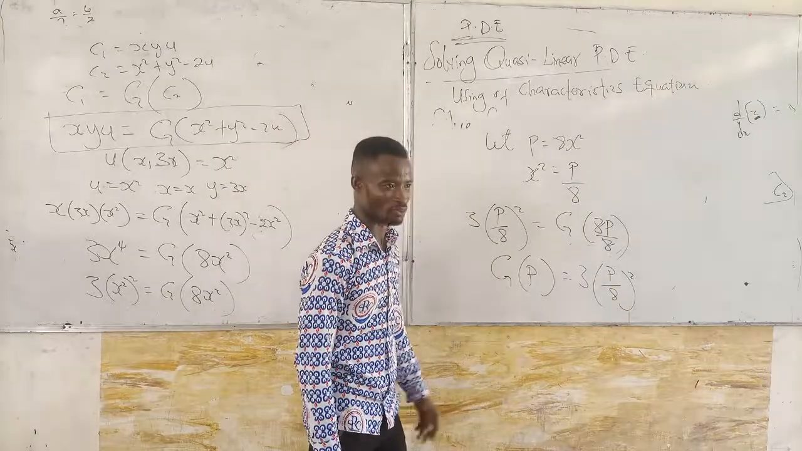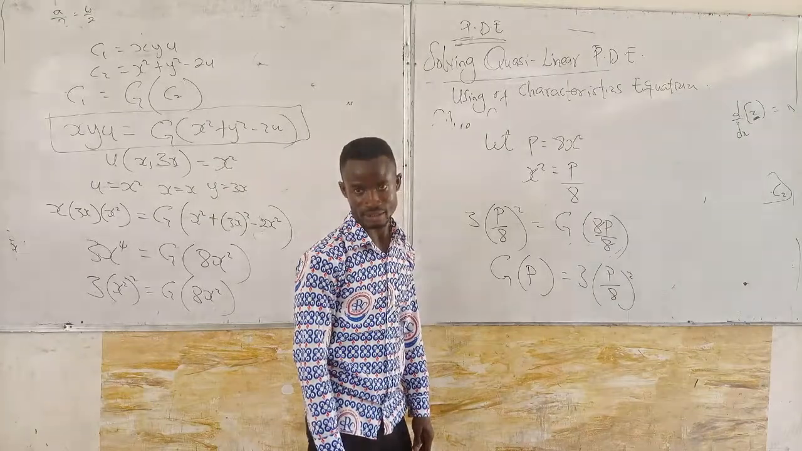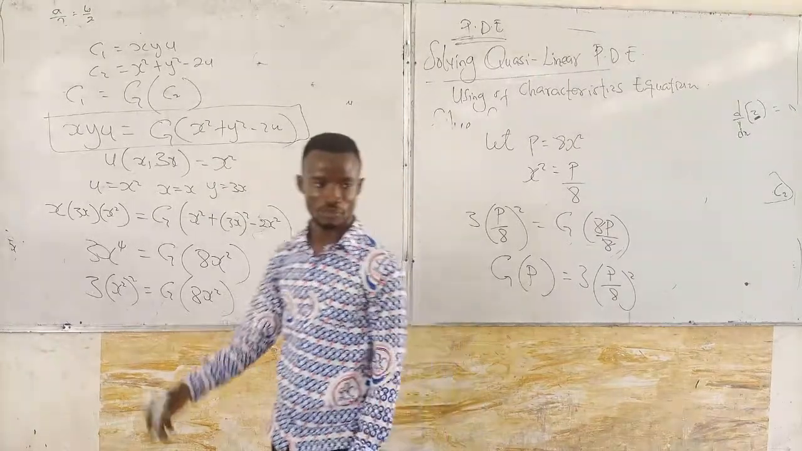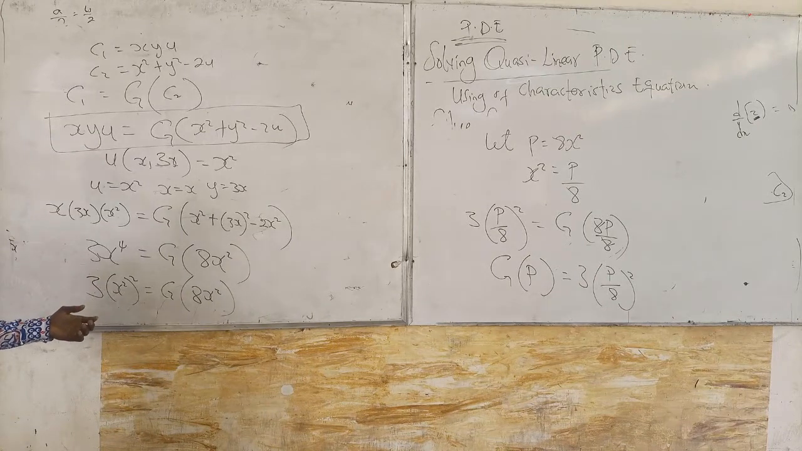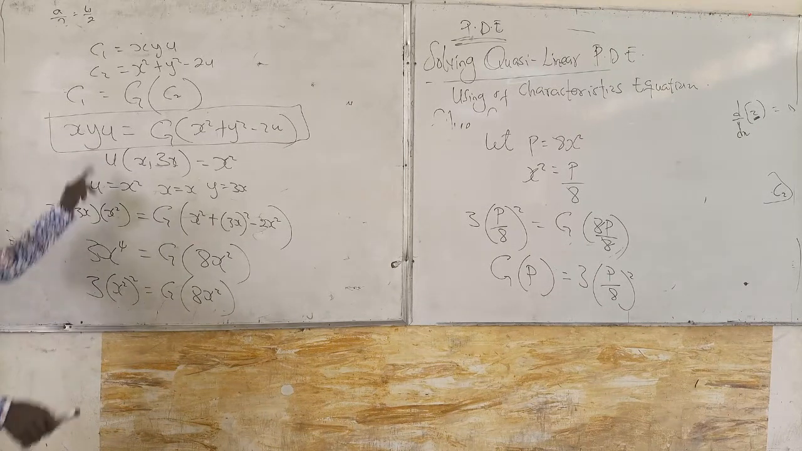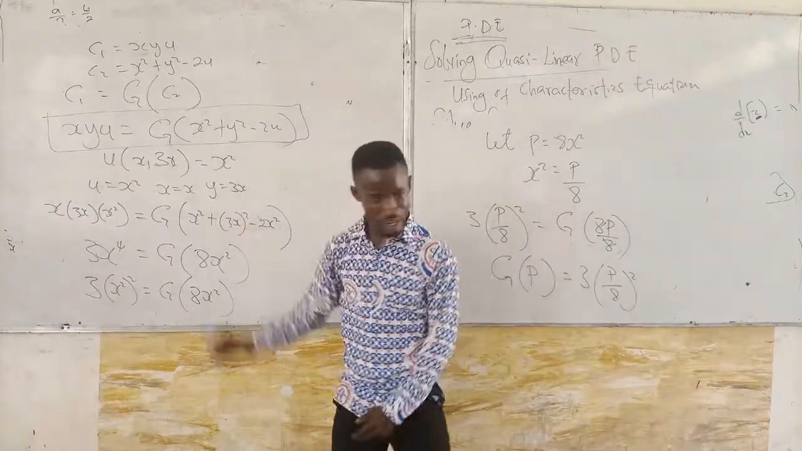And now that we have g of p, we want to cancel. You see that? Now that we have g of p, you just have to go back. Is the focus here or here? Please watch the general equation.